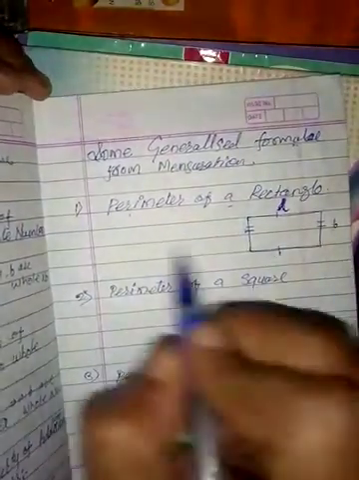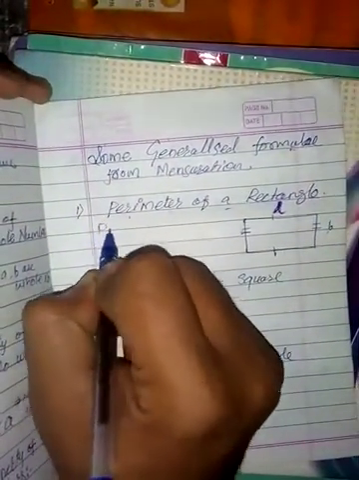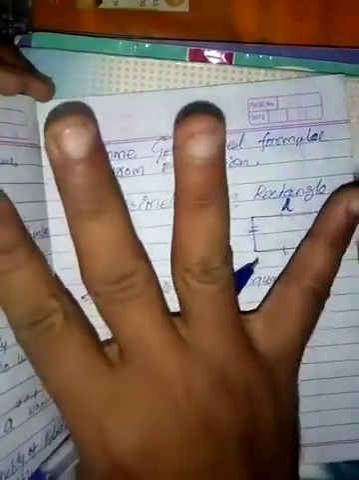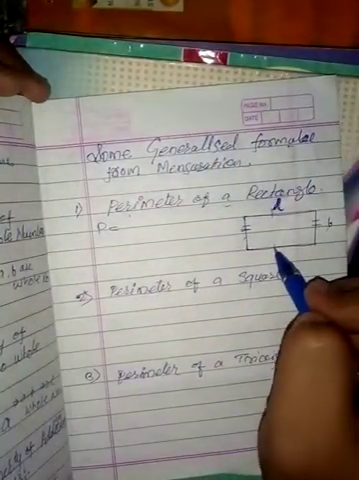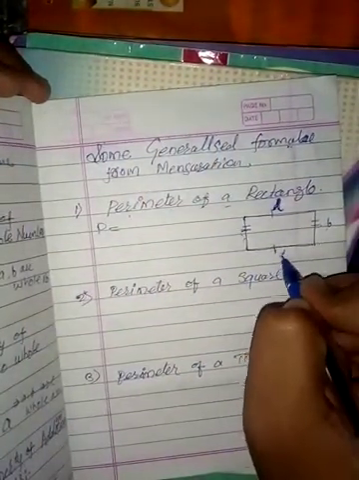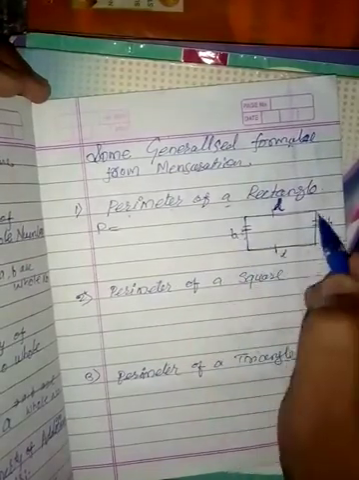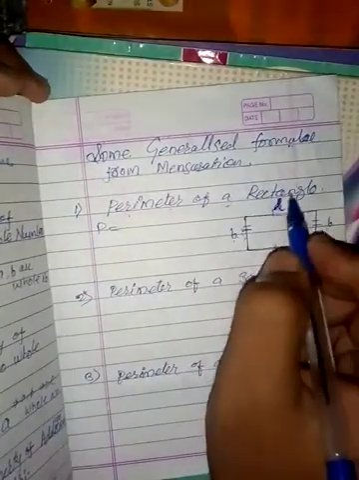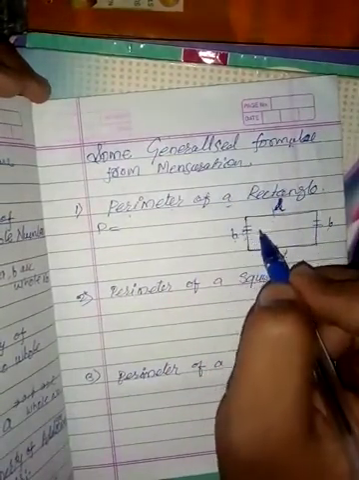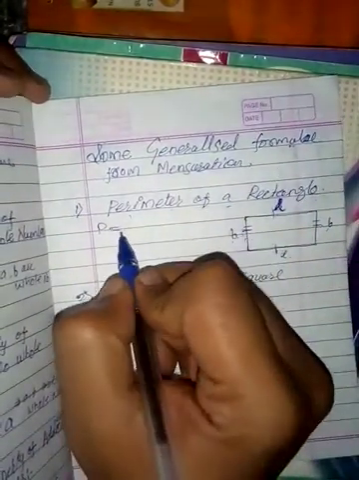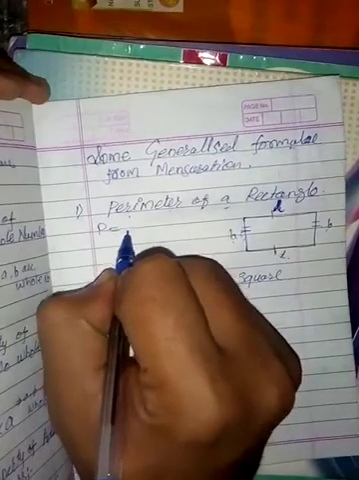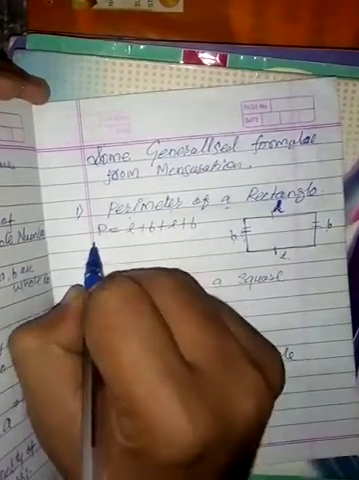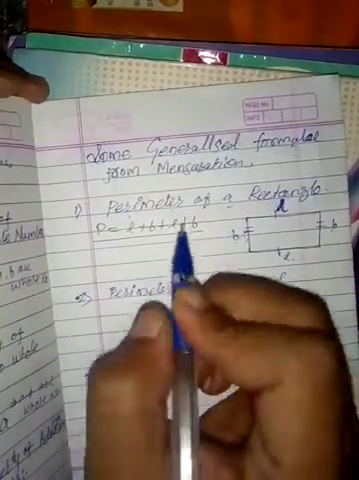So what is the perimeter? Perimeter is nothing but the sum of all sides. There are four sides, with two lengths and two breadths. Perimeter is the outer edge, and the sum of all sides is called the perimeter. So length plus breadth plus length plus breadth. This is one generalized formula.